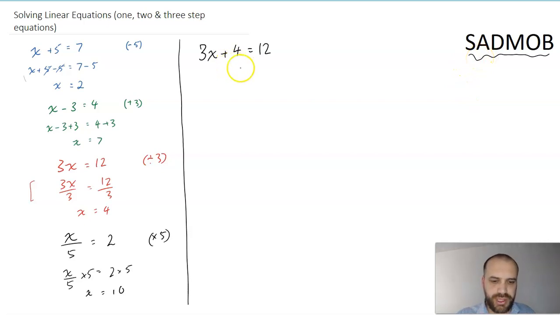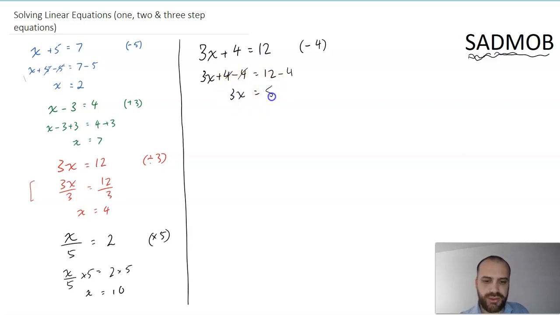So we get rid of the plus 4. This is how we make our decision. Should we do subtraction and addition first? Yes, we should. We'll do division and multiplication afterwards. So, plus 4, minus 4. So, 3x plus 4 minus 4 equals 12 minus 4. Can remove these here, and we end up with 3x equals 8.